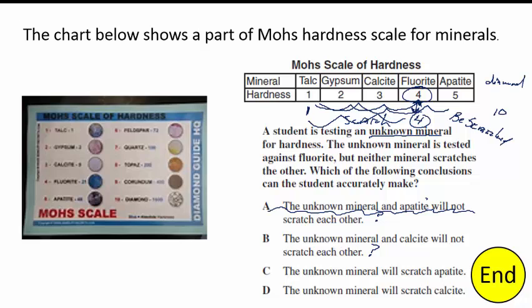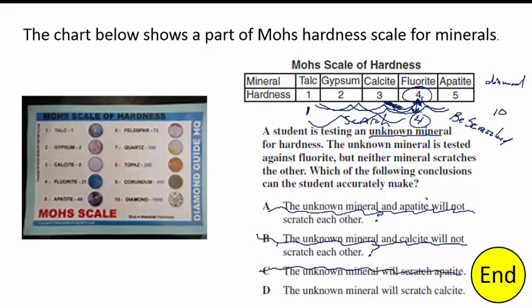The unknown mineral and calcite will not scratch each other. That is not true because this unknown mineral will scratch calcite. So this is out. The unknown mineral will scratch apatite. Well, that's not true. It only scratched these 3 below it, so C's out. Hopefully the answer is D.